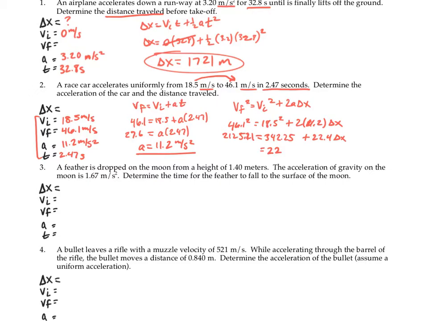So if I subtract 342.25 from both sides, you get 1782.96 divided by 22.4. And the displacement is 79.6 meters.